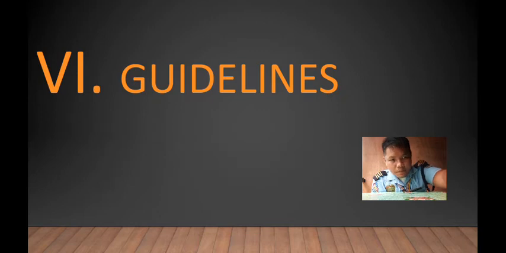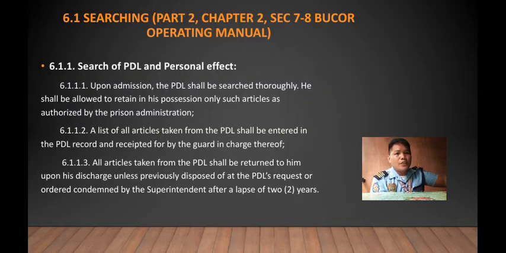Guidelines. Guidelines searching part 2. Chapter 2, Section 7-8, BUCOR Operating Manual. It has 6.1 search of PDL and personal effect, having a content of: upon admission, the PDL shall be searched thoroughly. He shall be allowed to retain in his possession only such articles as authorized by the prison administration.